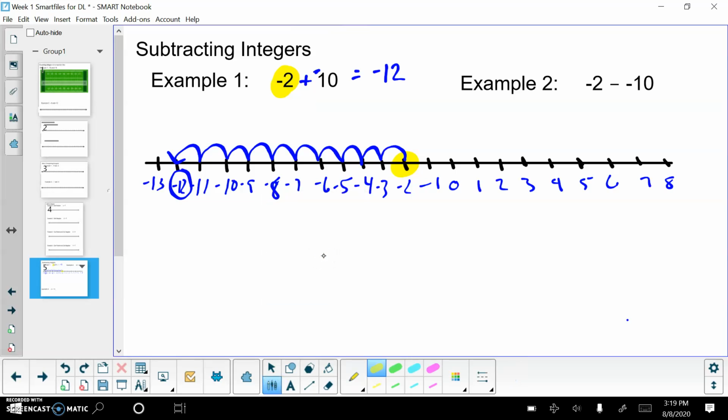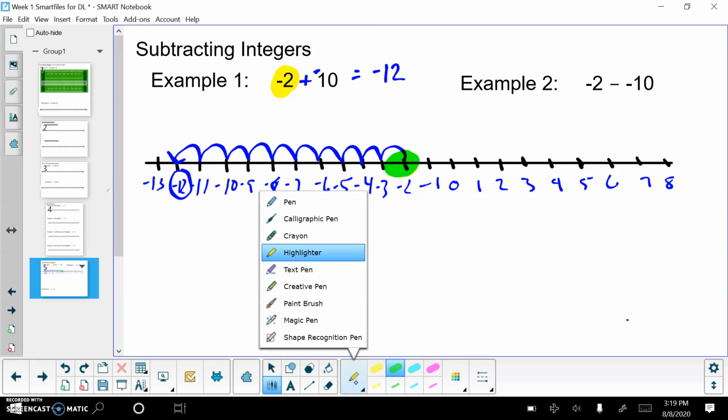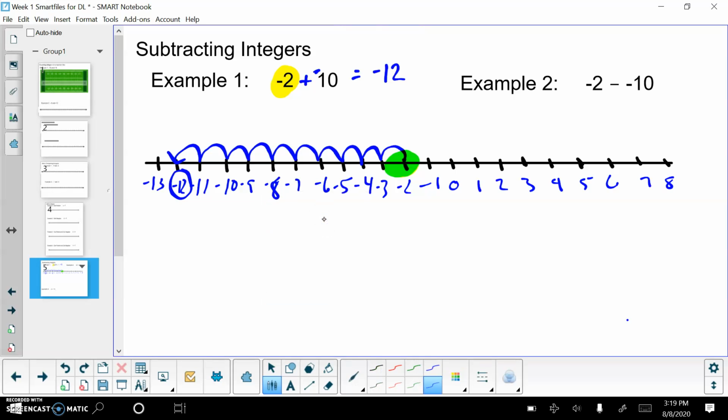And now I'm going to highlight in, let's say, green, still starting with the -2. So it's right here. But now it's sort of like, okay, now I'm adding a -10. And normally you would think, well, if you're adding, you're going to the right. But remember that 10's a negative, and a negative can also be read as opposite. So I don't need to go to the right, I need to go the opposite. I'm still going to go back to the left.